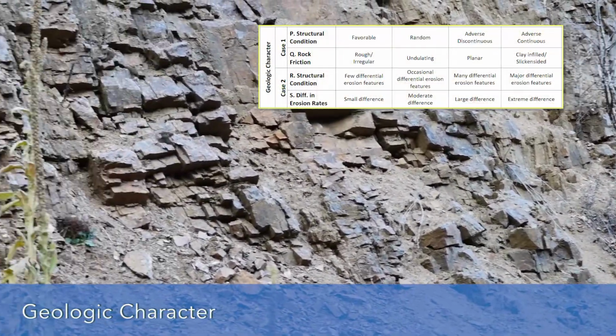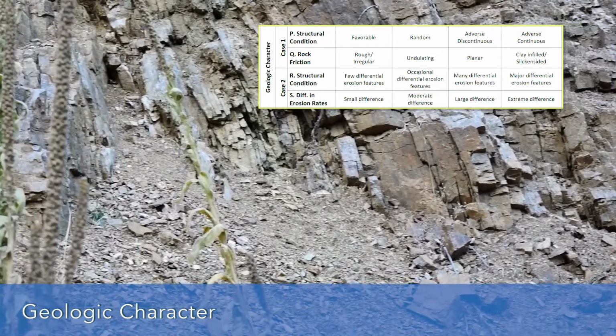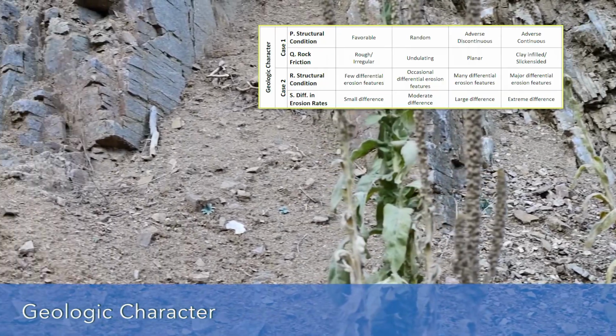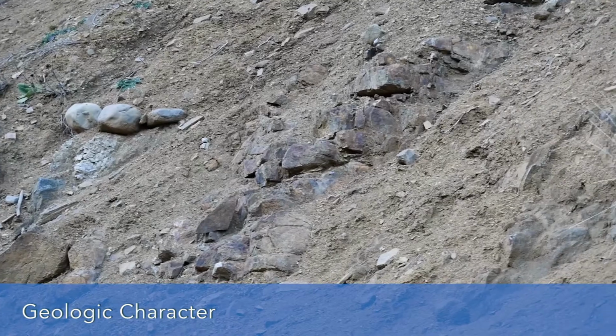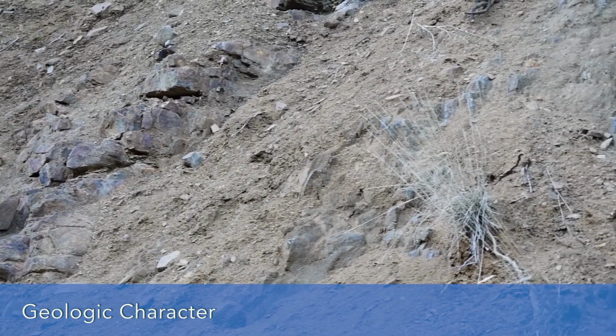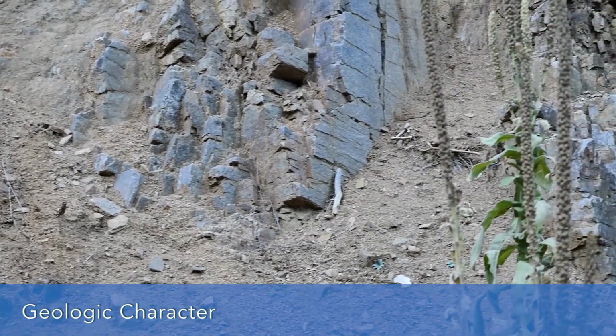The next 4 categories apply to the geologic characteristics of a rock slope. The geologic conditions of the rockfall section are evaluated within these 4 categories. Since the conditions that cause rockfall activity generally fit into 2 of the categories, Case 1 and Case 2 rating criteria have been developed.